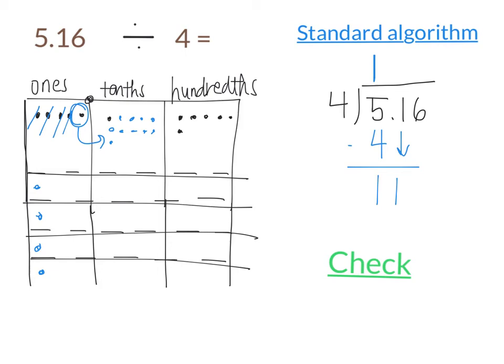Do you guys see that? Imagine there's a decimal point here. Is that 11 tenths? Yeah. Okay. So now do we have at least enough to share 1 to each group? Yeah. Okay, go ahead and do that. 1 to each group.